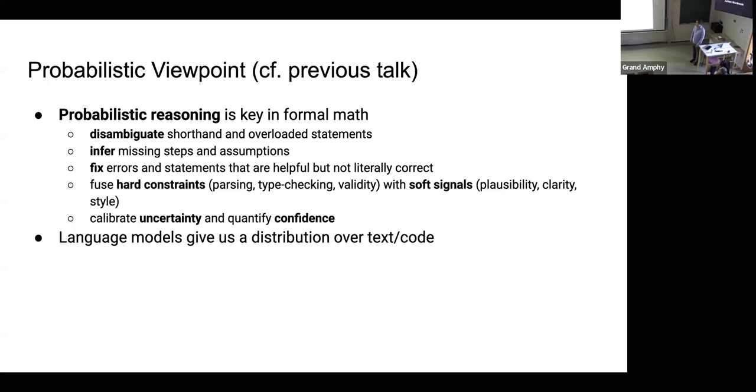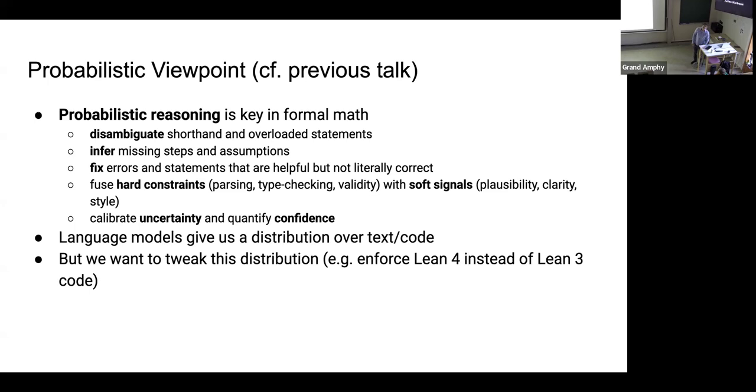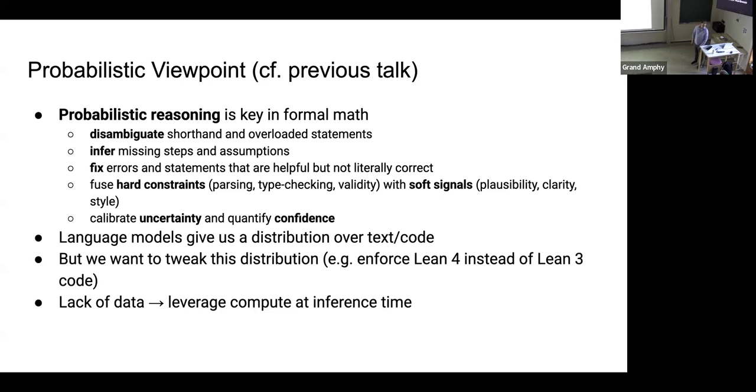And yeah, language models play into this because they give us a distribution over texts or code. And we want to tweak this distribution. For example, we might want to enforce that the language model generates Lean 4 instead of Lean 3. And since there's not a lot of data about such formalized texts, we want to leverage computation at inference time when we generate the text.